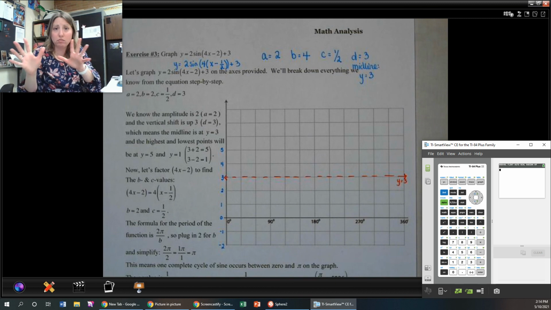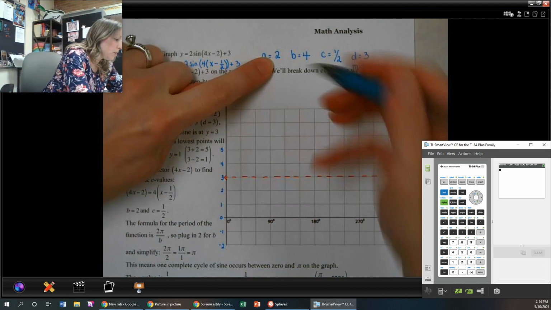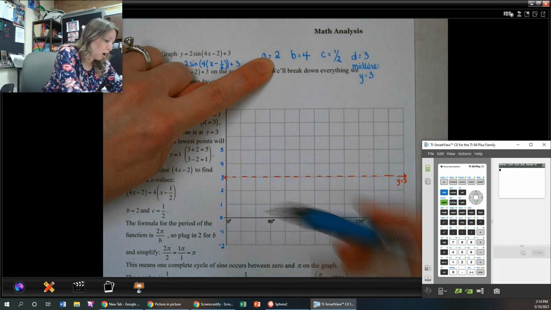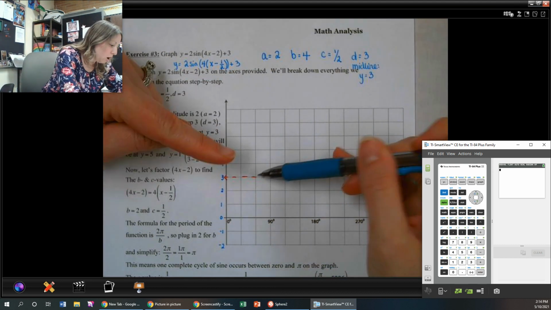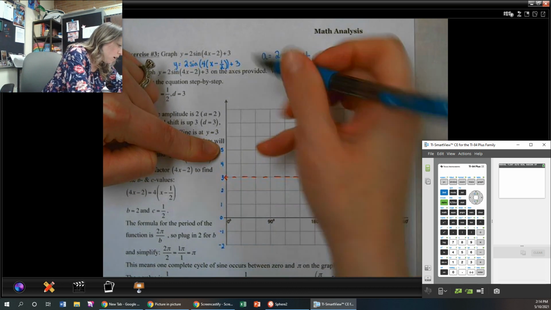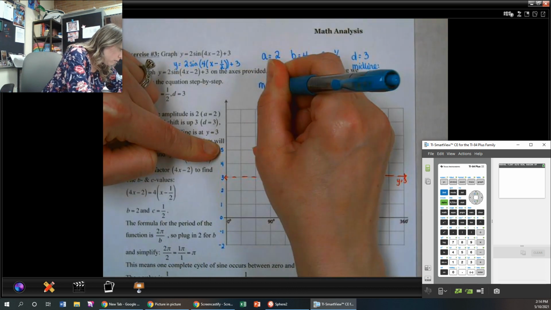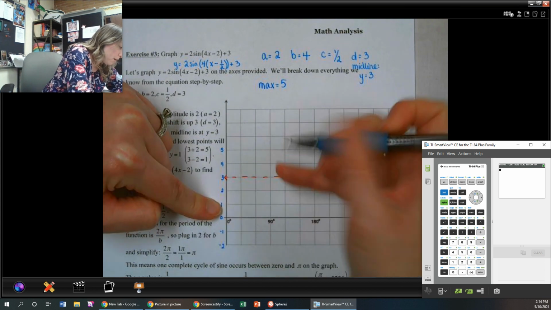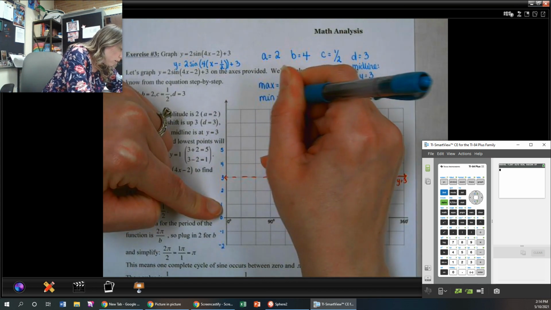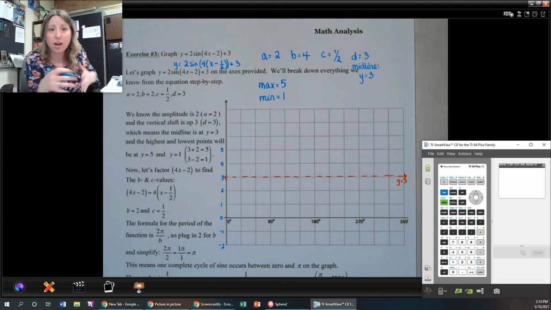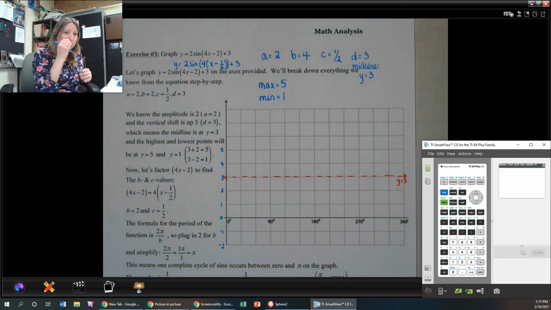Now, next thing, amplitude, right? 2 is my amplitude. So that means I'm heading all the way up 2 and down 2 from the midline, okay? So the midline is at 3. Well, up 2 is going to put me all the way at a max of 5. And down 2 from here is going to put me at a min of 1. So there's my maximum y value and my minimum y value. So that's good.